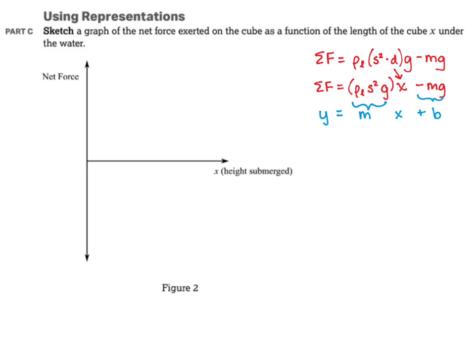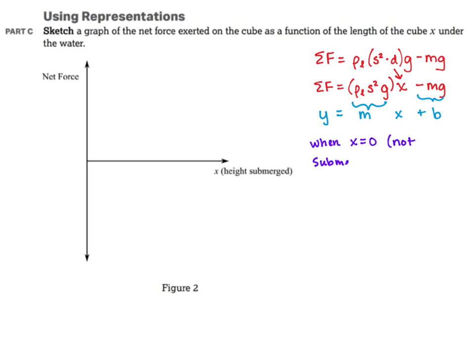Okay, well, let's get some ordered pairs in so we can draw this line. An easy point to consider would be when x is equal to 0, as in what happens when the box is not in the water.